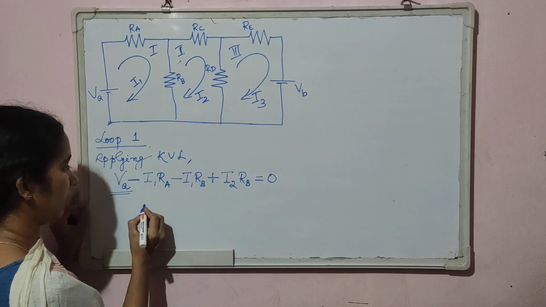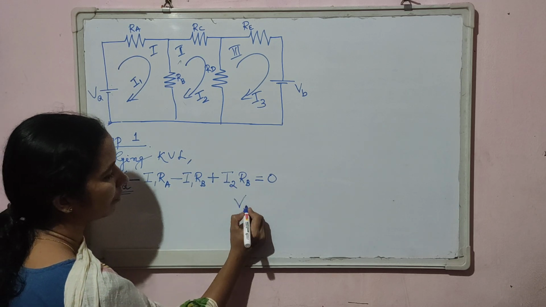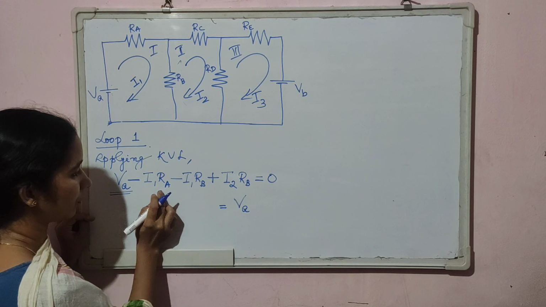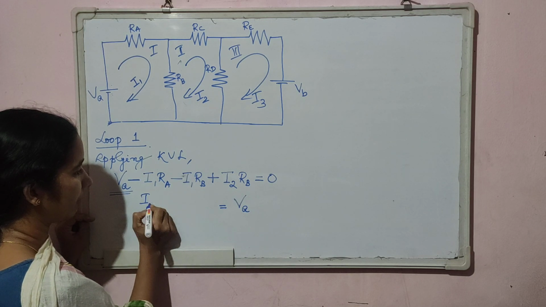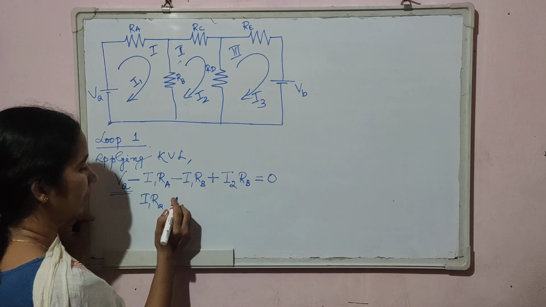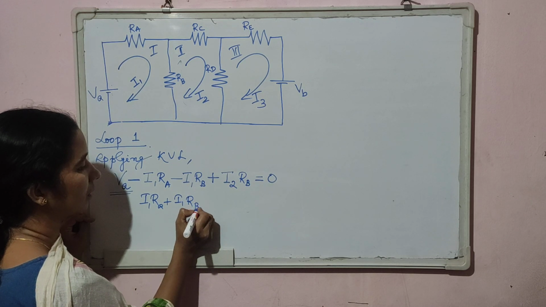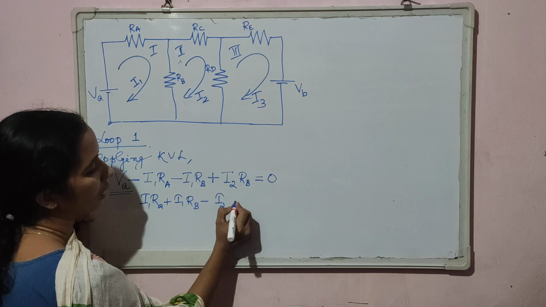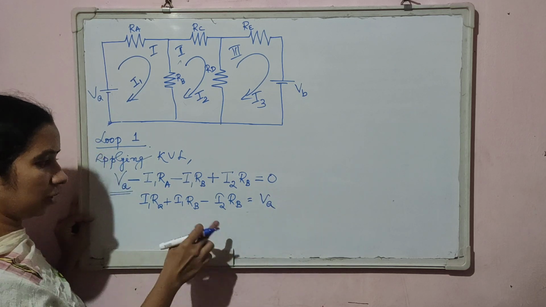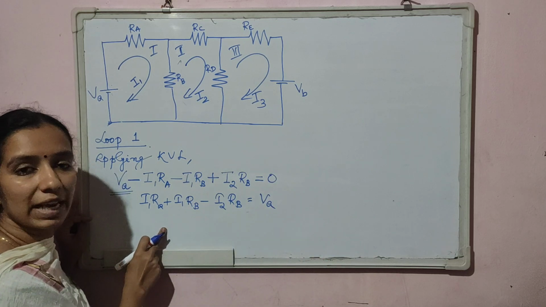Okay, so let us take VA to the right hand side, then VA becomes here, and rearranging the equation we will get I1 into RA plus I1 into RB minus I2 into RB is equal to VA. So when we are taking VA on the right hand side, the equation will become like this.